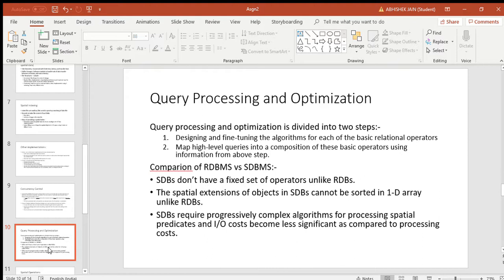Let's compare the query processing and optimization in terms of relational database management systems versus the spatial database management systems. Spatial database management systems do not have a fixed set of operators which is usually available in the relational database management systems. Secondly, the spatial extensions of objects in spatial databases cannot be sorted in a one-dimensional array, unlike the relational databases. Thirdly, the spatial databases require progressively complex algorithms for processing spatial predicates, and the input-output costs become less significant as compared to the processing costs.